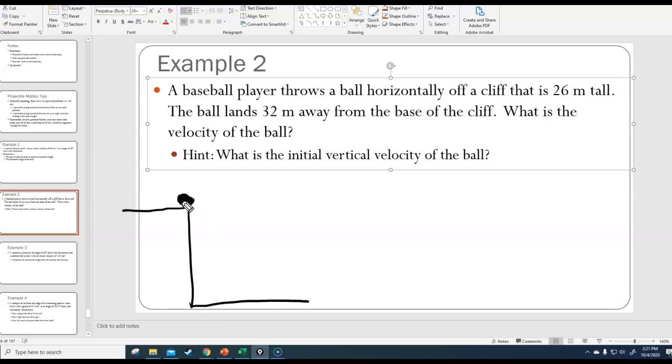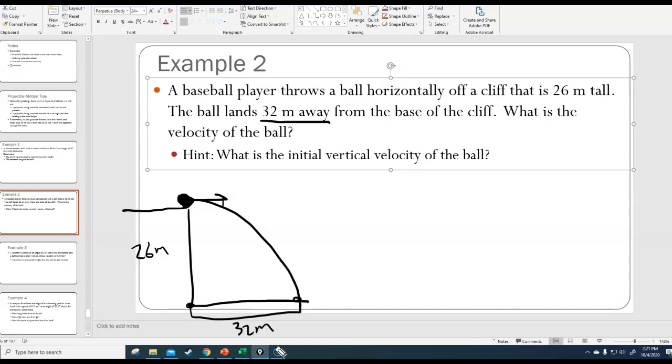Okay, here's the situation. Ball is thrown horizontally off a cliff. The actual trajectory is going to look something like that. Okay, what information are we given? We're given the height of the cliff is 26 meters, and we're told the ball lands 32 meters away from the base of the cliff. So here's the base of the cliff. Here's where it lands. That means we're told that this distance is 32 meters.